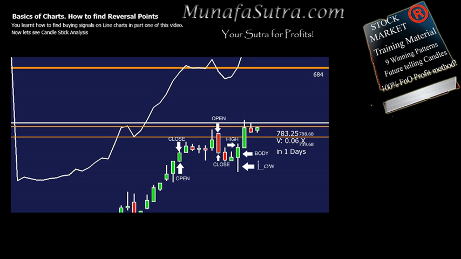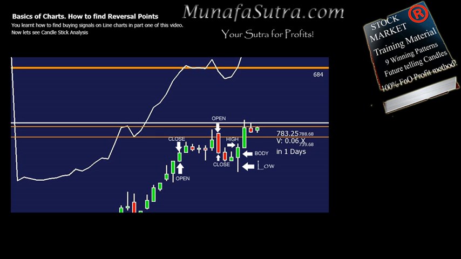Now when you look at a closing point line chart, you can see that a stock is rising, a stock is falling. But what you don't know is where did it open, what was the high it made, what was the low it made. So this is the reason why we started using candlesticks, because each candle gives us a lot of information about the entire movement of the stock during the day or during the session.